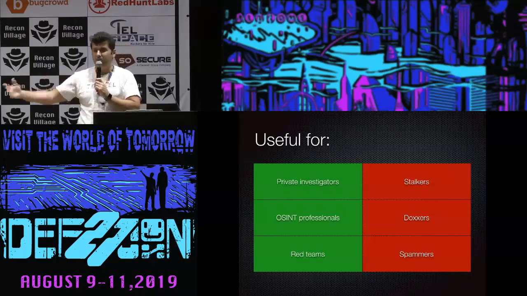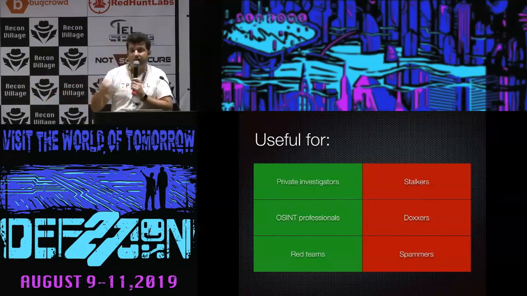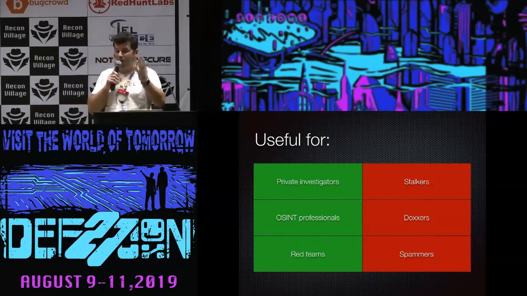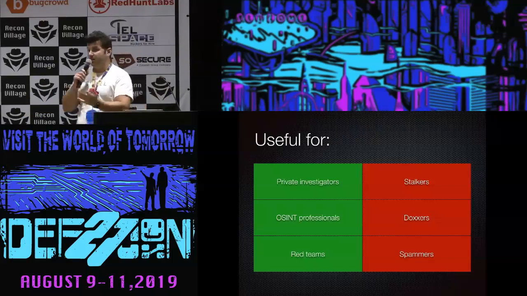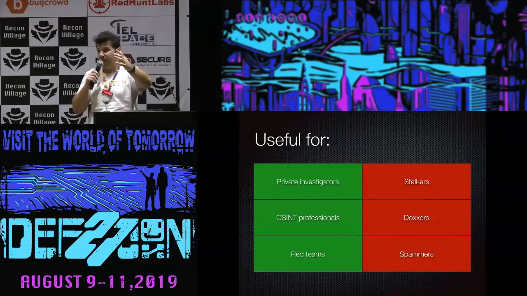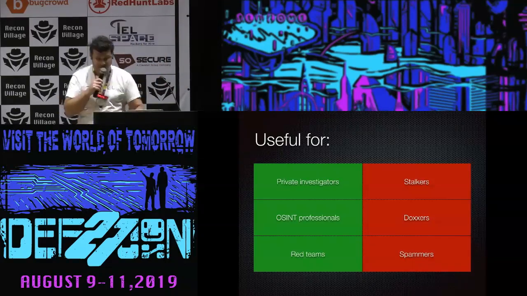But unfortunately, we also have the bad side. If there are ways that someone from an email address can get your phone number, that could be useful for stalkers or people trying to dox you, right? Or even for spammers. We all probably got calls from a recording talking in Chinese, talking about some taxes. It's very popular in the US.